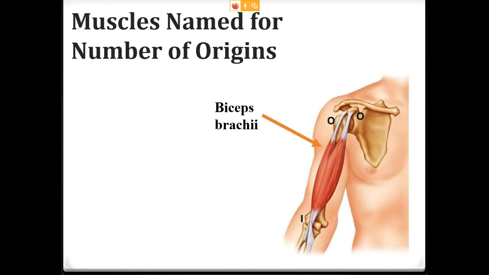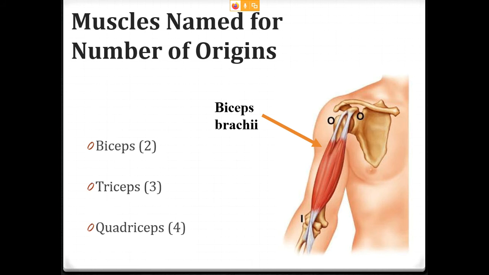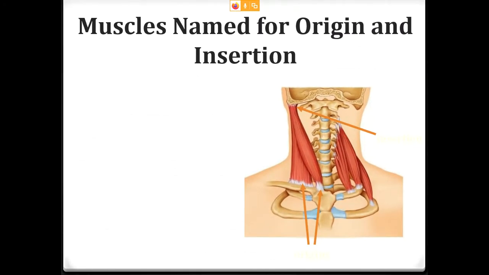Then coming to the biceps brachii, as I told you earlier, it is arising from two different areas. One is from the coracoid process of the scapula, another arising from the supraglenoid tubercle of the scapula. That is about biceps brachii, two heads. Triceps means three heads. Quadriceps means four different muscles. Okay. Then coming to the muscles named for origin and insertion. Suppose we look at this neck muscle, which is called sternocleidomastoid. It is arising from the sternum, and another head arising from the clavicle or collarbone, and the muscle extends upwards and reaches the mastoid process for insertion. That is called sternocleidomastoid, according to the name for origin and insertion.